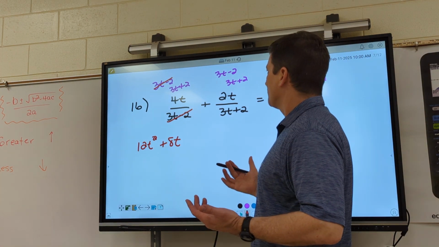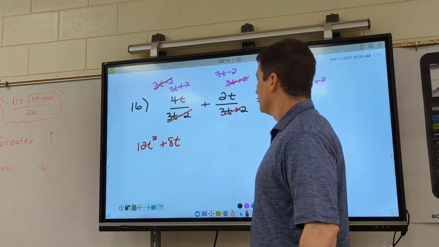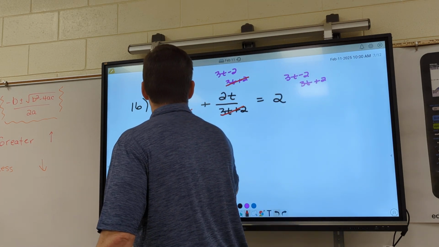All right, what crosses out on the second fraction? 3t plus 2. What do we bring down? 6t squared. Good, we're getting 6t squared.